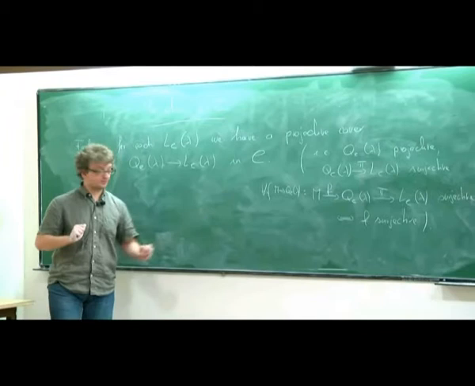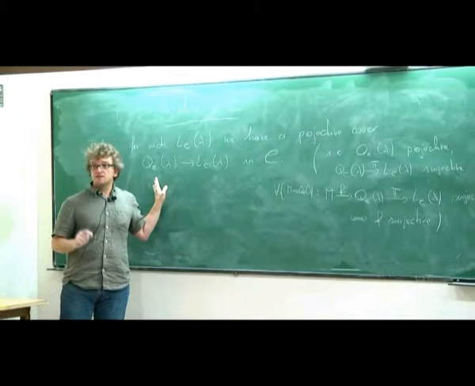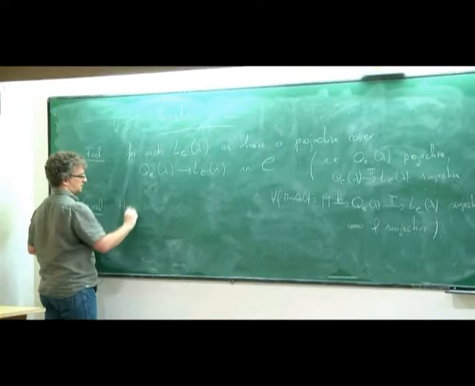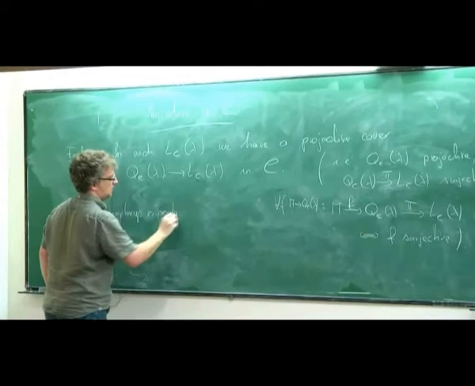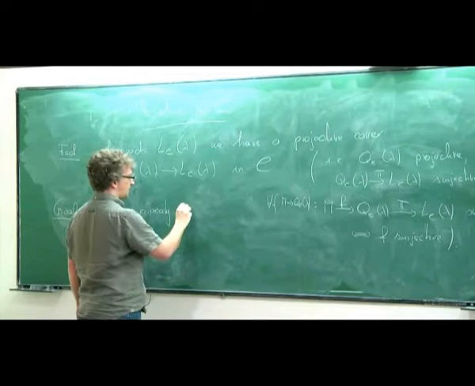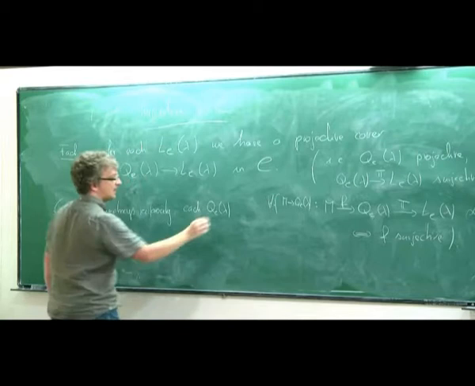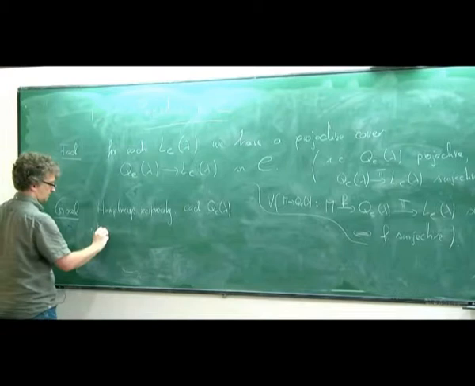Okay, so we look at these projectives. Why do we do that? The goal is to prove Humphreys reciprocity. So it says the following. Each QC lambda admits a baby Verma flag.